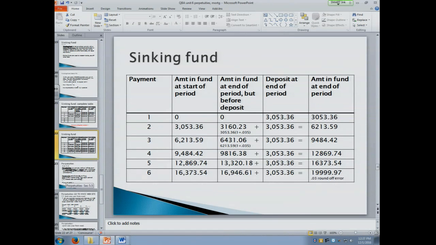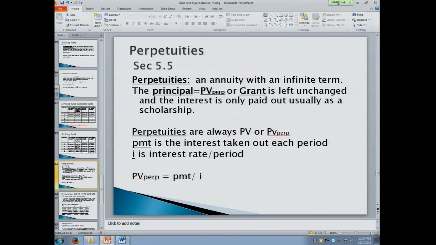One last concept I want to go over in this chapter is called perpetuities. It's section 5.5 in your book, and it's an annuity. However, it has an infinite term. In other words, it goes on forever. The best example is scholarships.